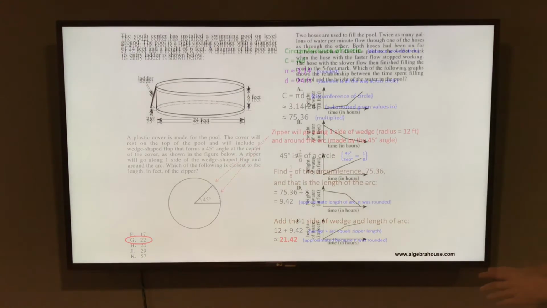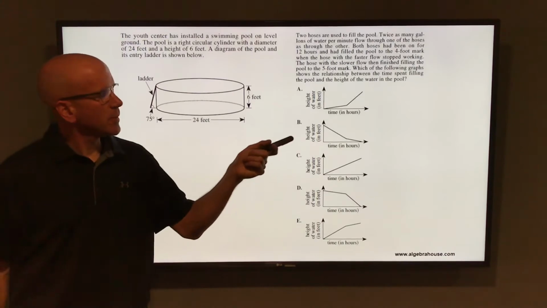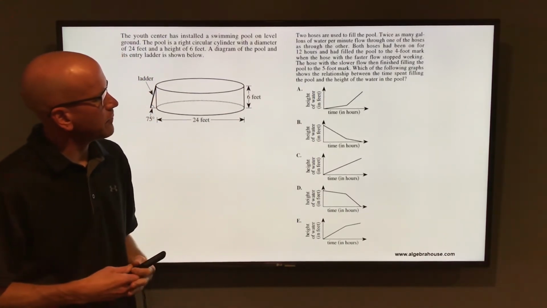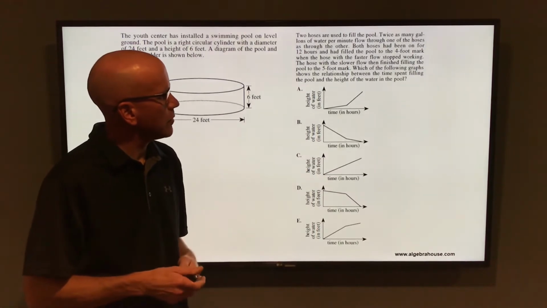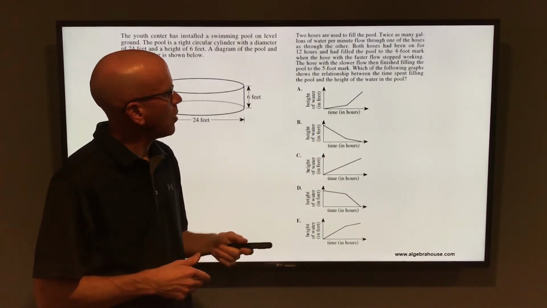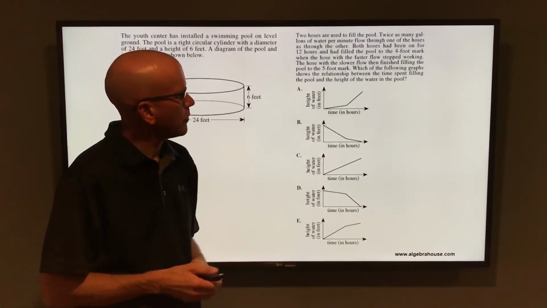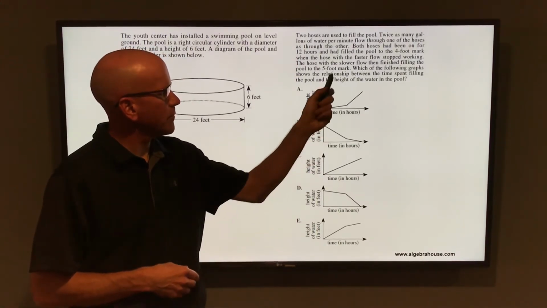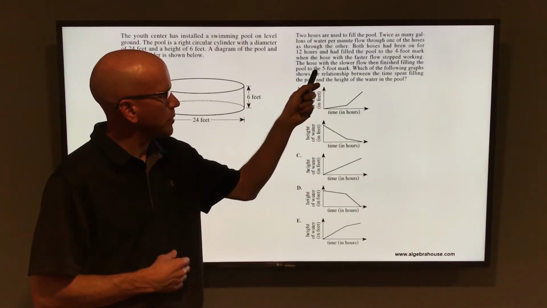Answer G. Same setup with the swimming pool, different question. Two hoses are used to fill the pool. Twice as many gallons of water per minute flow through one of the hoses as through the other. Both hoses had been on for 12 hours and had filled the pool to the 4-foot mark when the hose with the faster flow stopped working. The hose with the slower flow then finished filling the pool to the 5-foot mark.